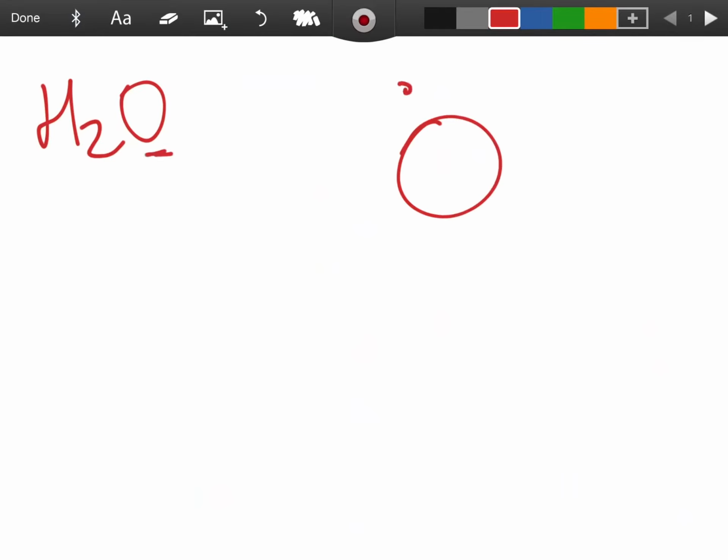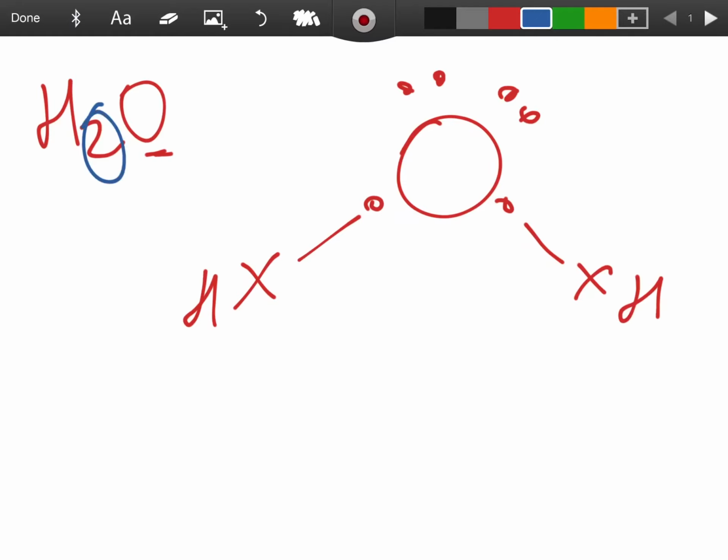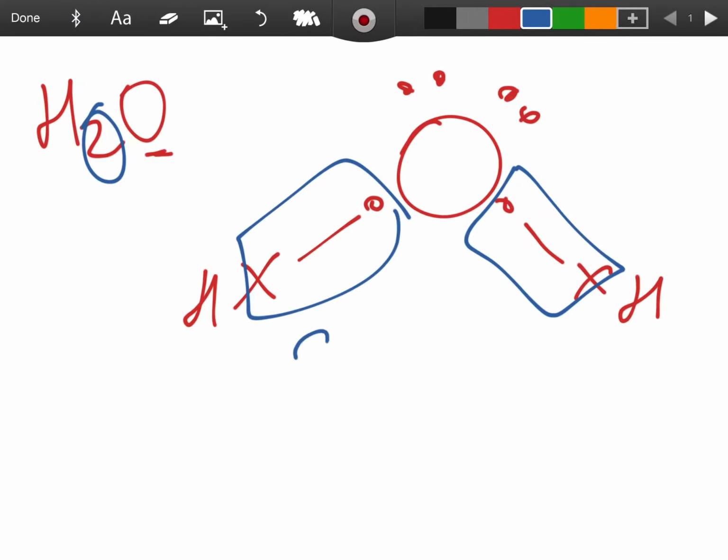Finally then, something like water, H2O. Oxygen is on its own, just the one oxygen atom, so I'm going to draw that first. 1, 2, 3, 4, 5, 6, and I'm bonding that to 2 hydrogens. Again, how do I know 2 hydrogen atoms? Because of the number 2 there. Now look what you notice here.